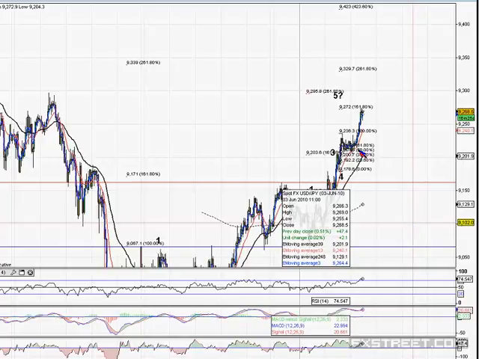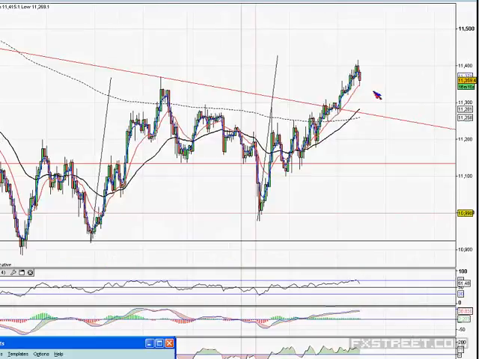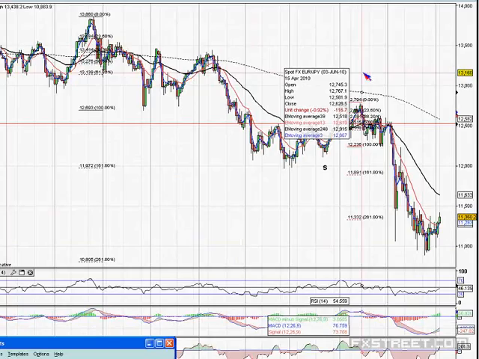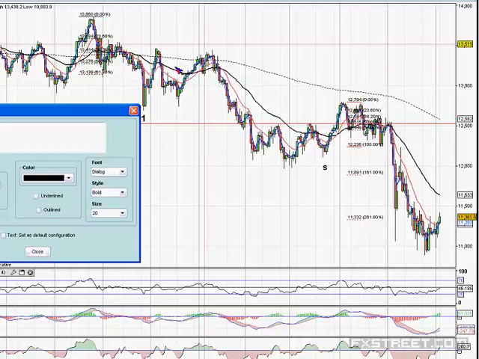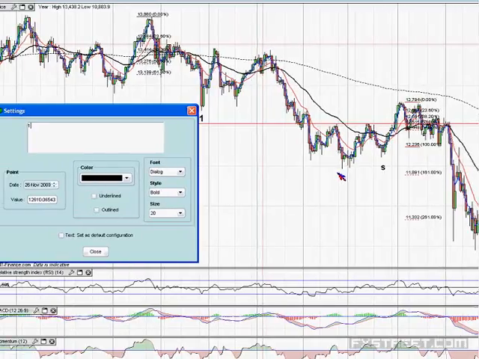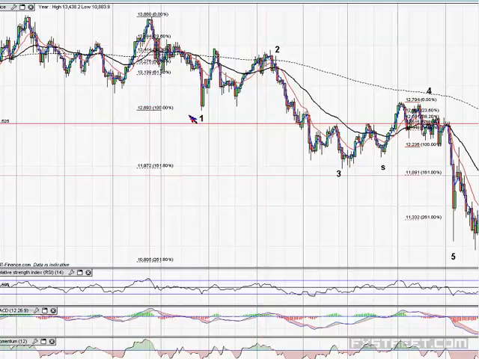Euro yen. Okay, here again, this is where Elliott wave throws you out. 1, 2, 3, 4, 5. This is where Elliott wave throws you out again.